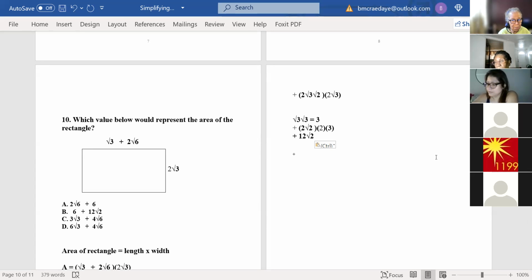Yeah, I figured it out. So it would be B now. So the answer would be 6 plus 12 times the square root of 2. So the answer is B.